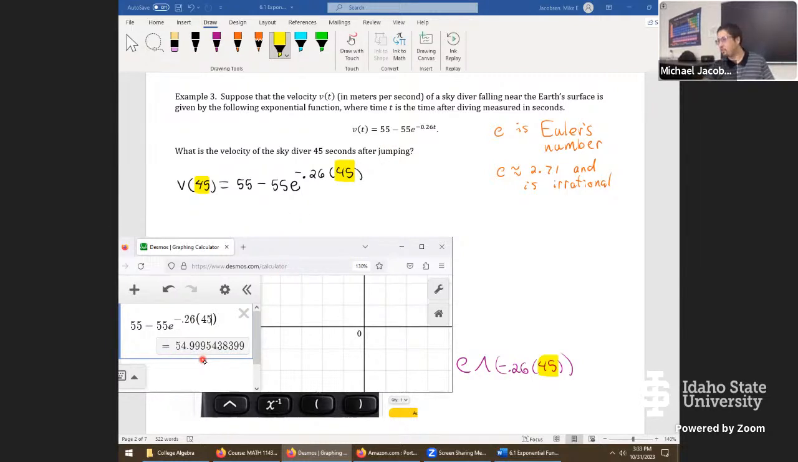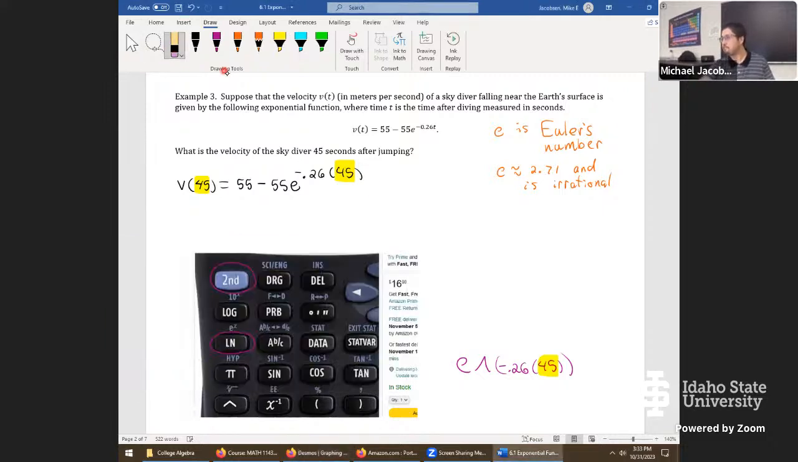Let's put it in as 54.9995. And we can round this one. Let's round this to 55.0 meters per second. The 0.0 is just a reminder that it's not exactly that. We definitely did round this. But are folks getting about that figure when throwing it into the calculator? Awesome, glad to hear that.